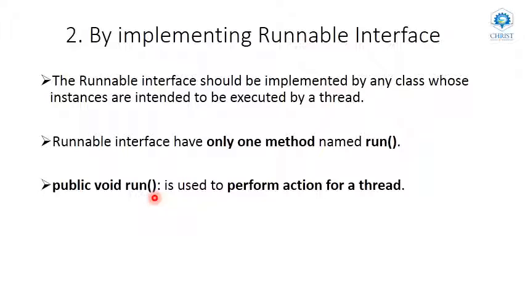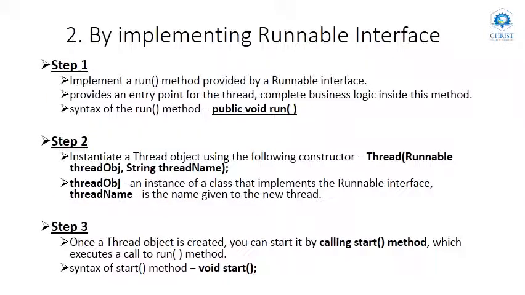For creating threads by extending Thread class, we have to perform only two steps. For creating a thread by implementing Runnable interface, we have to perform 3 steps. That's the only difference. Output and working remains the same. So in Thread class also we have to write the run method. In interface also we have to write the run method.